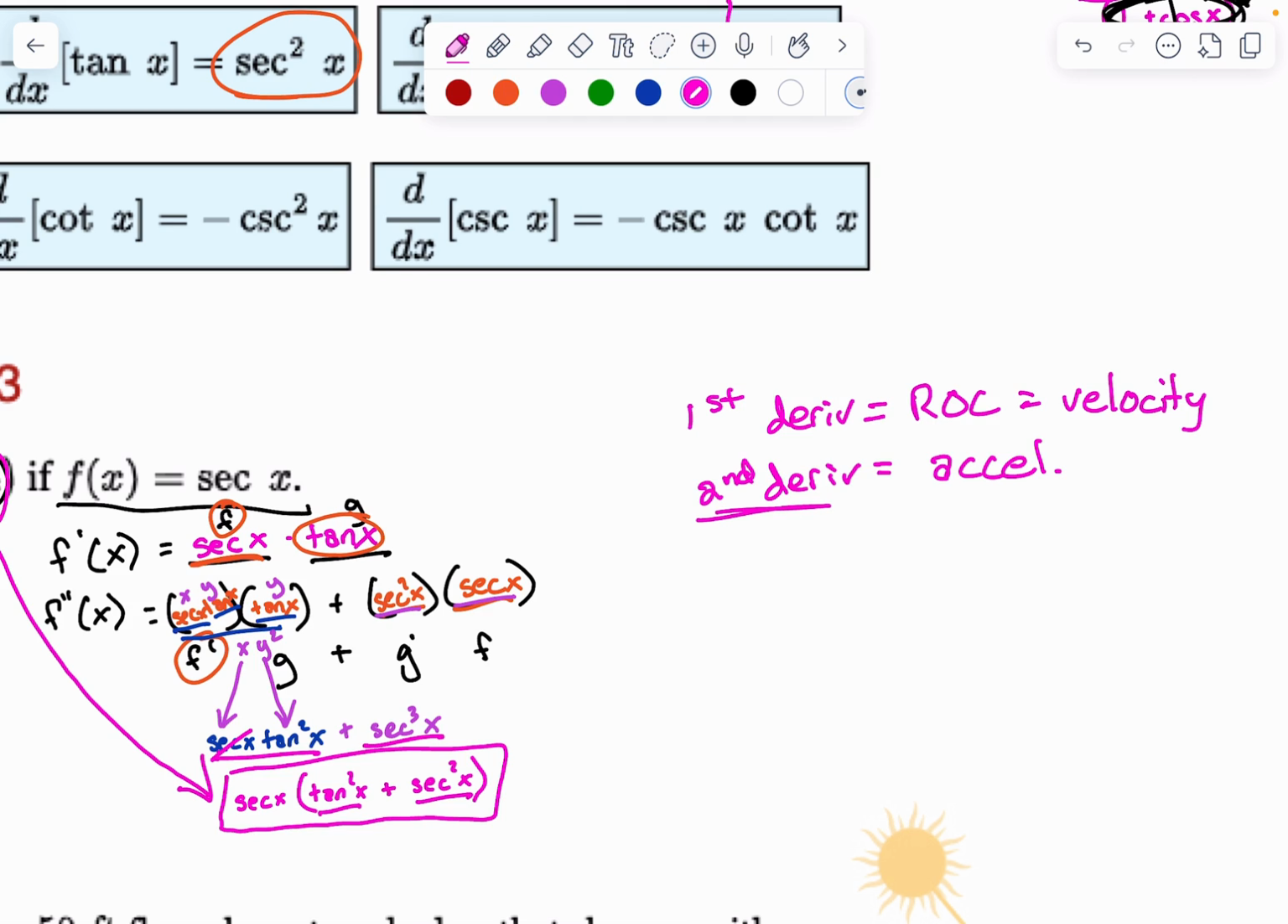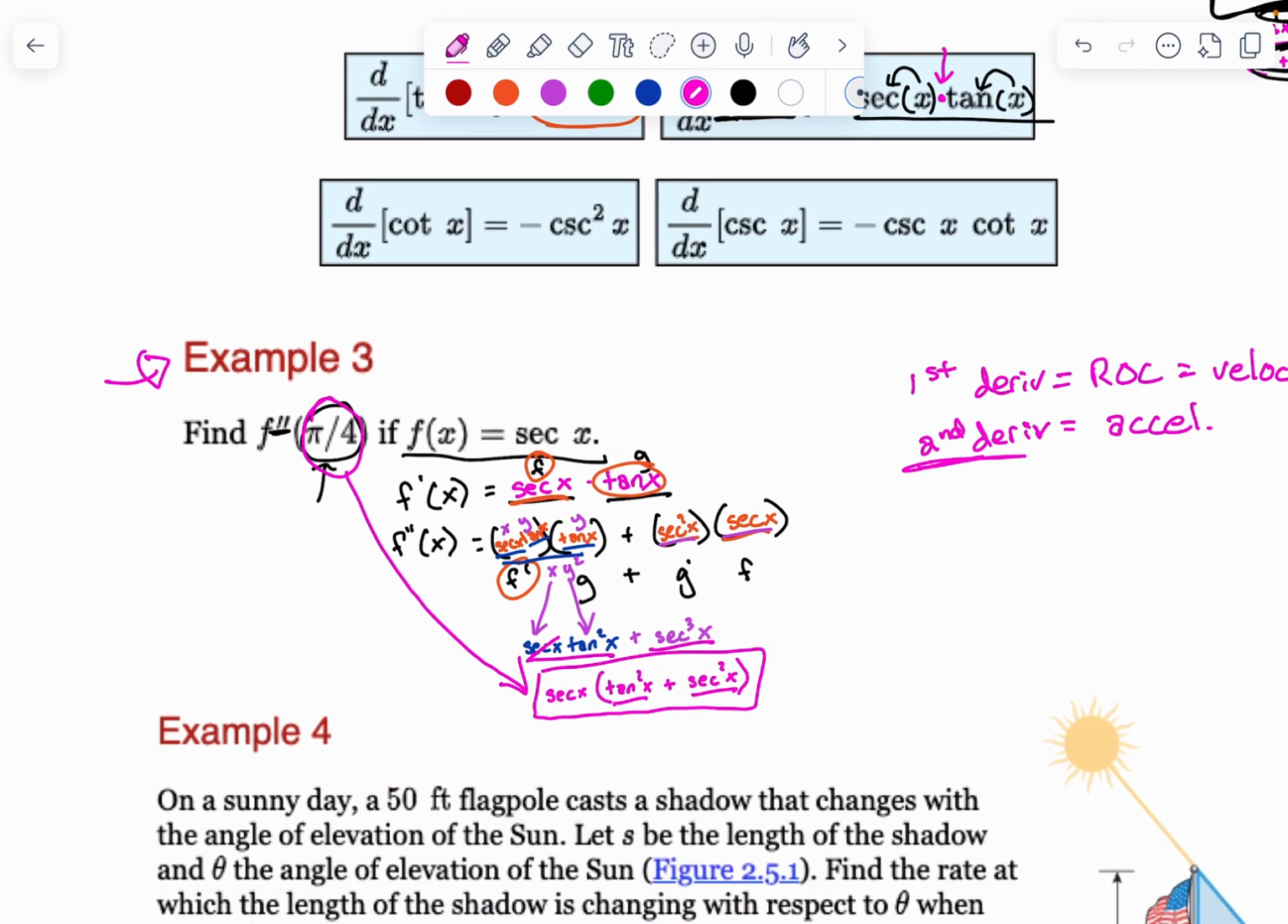So the second derivative is very useful when I'm dealing with a particle or something that's moving. I can take the second derivative of its path, basically the equation of its path, and find out the acceleration at any point in time, okay? And that's kind of exciting. So that is a use of the second derivative going forward.